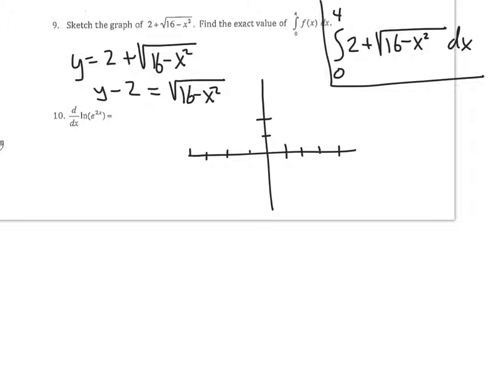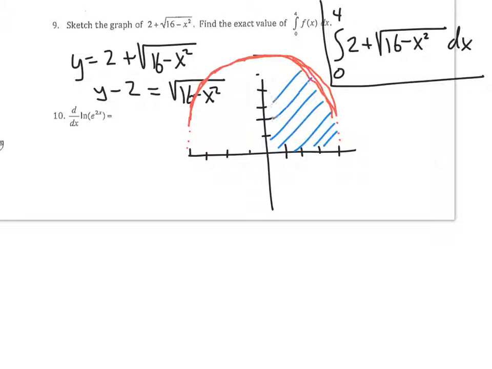Okay, let me put 1, 2, 3, 4. And so you end up with that circle. And we're looking for the area underneath that circle. And actually not the whole circle, we want it from 0 to 4, so we want this portion here. So the idea is you would have the quarter part of a circle plus the rectangle underneath.